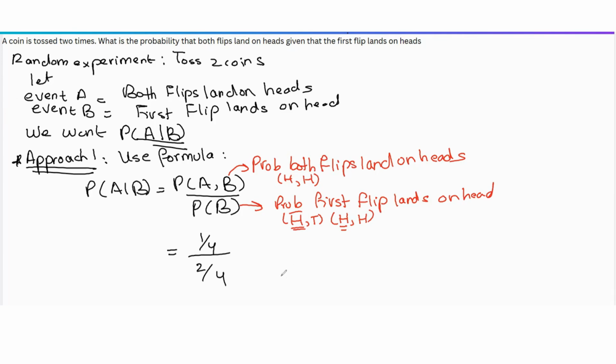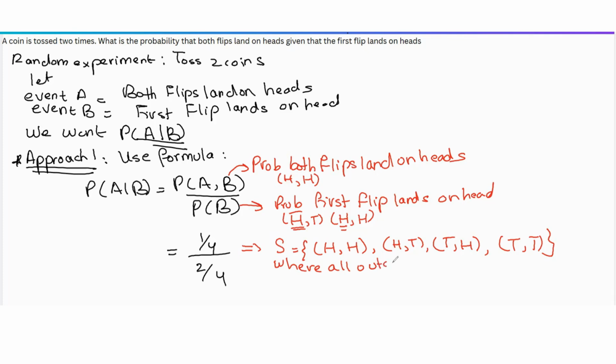Why? Let's just quickly look at that. We know our sample space is this. In this case, we're tossing 2 coins, so the sample space is that you can have head on first and head on second, head on first and tail on second, tail on first and head on second, or tail on both. This is the sample space when you're tossing 2 coins, all the possible outcomes. Now here the key is all outcomes are equally likely. This is the key, equally likely.